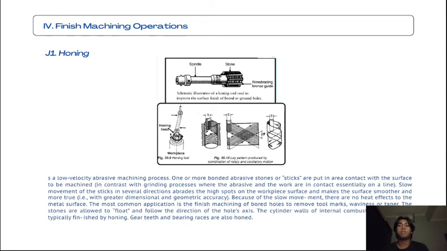The most common application is the finish machining of bored holes to remove tool marks, wave finish, or taper. The stones are allowed to float and follow the direction of the hole's axis. The cylinder walls of internal combustion engines are typically finished by honing, and gear teeth and bearing races are also honed.